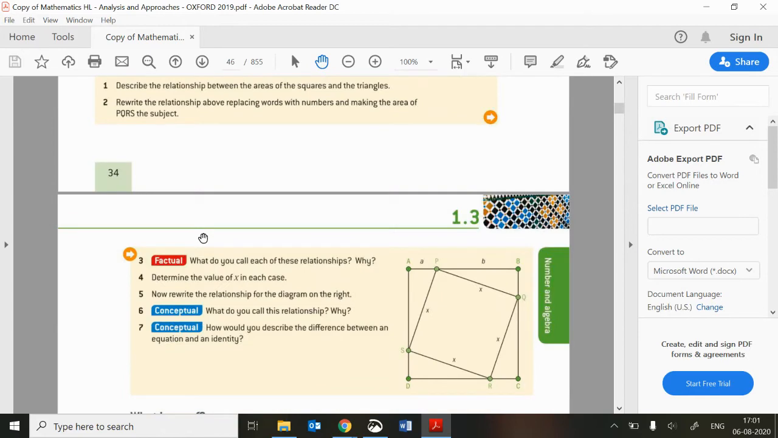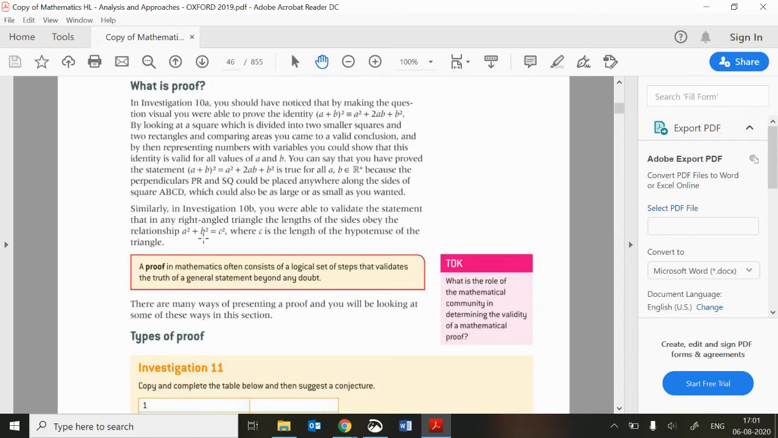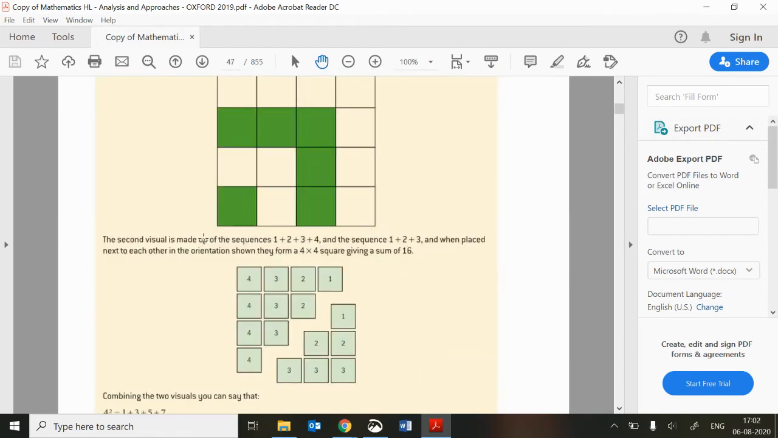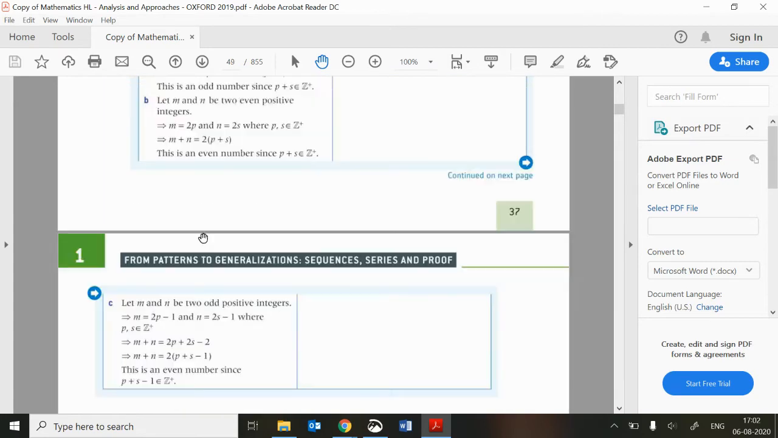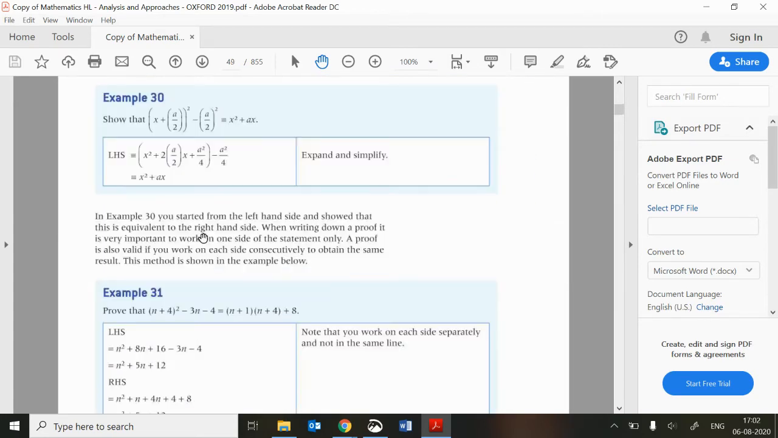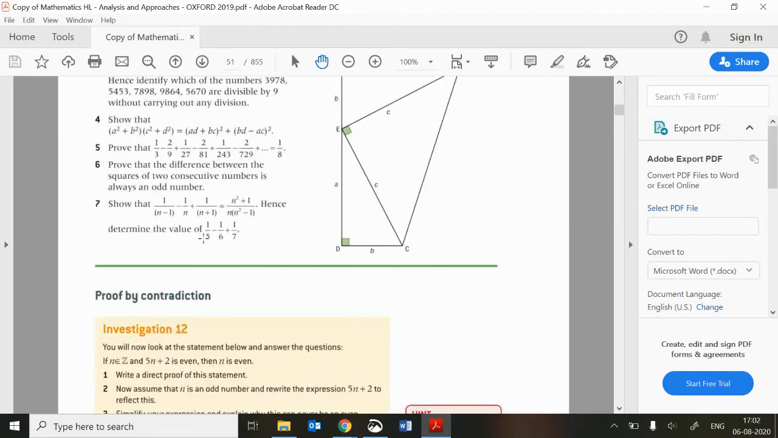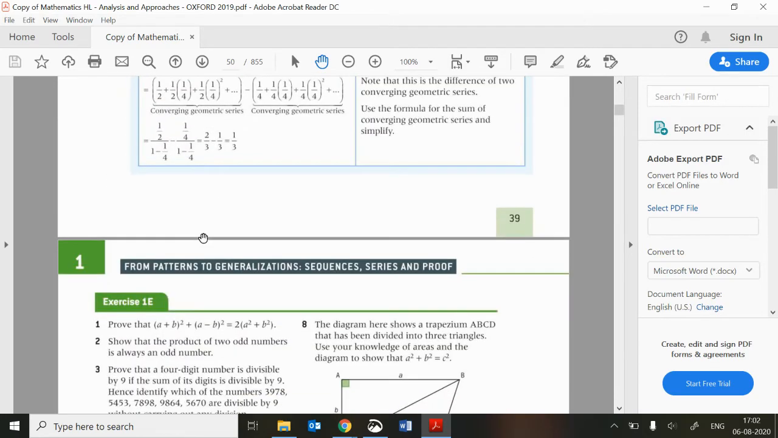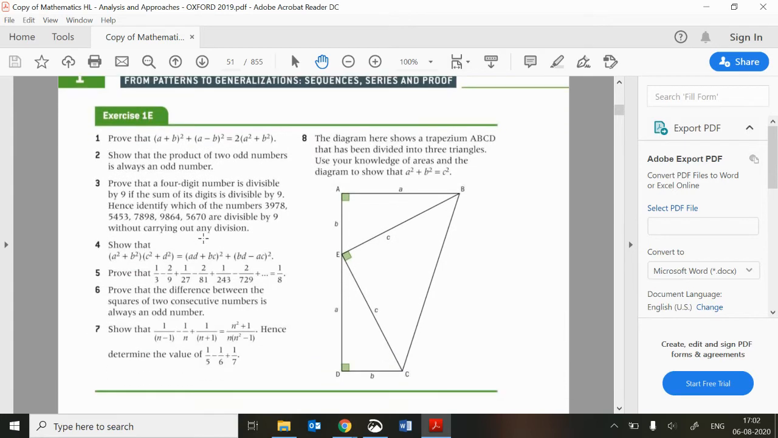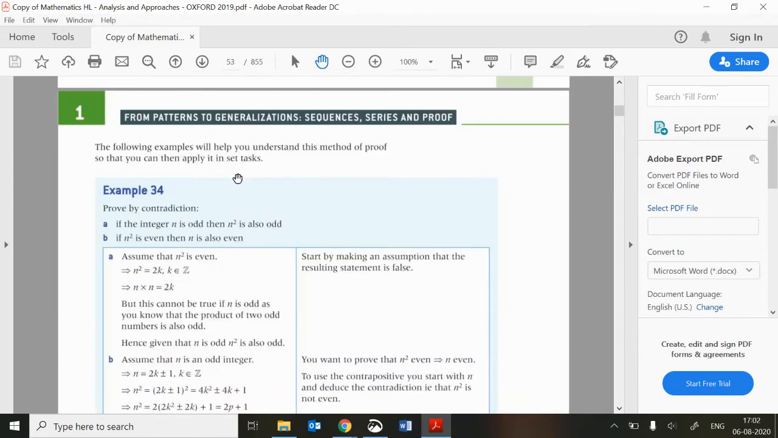So we come on to proof, and I believe it's proof by contradiction to start off with. We talk about some basic proofs. You can see there's lots of examples, which I'm going to go through, the worked examples. So here we go, some proof here. Also, some general proofs here. Okay, so for example, show that the product of two odd numbers is always an odd number. Okay, and we'll set that up and solve those ones.